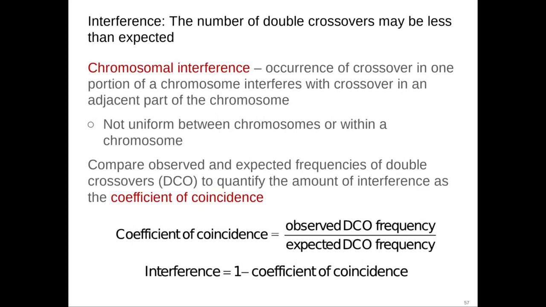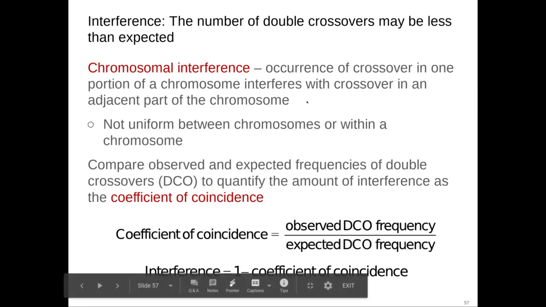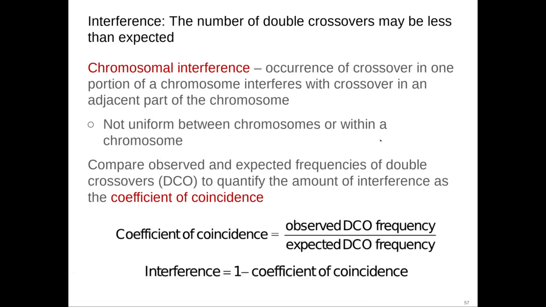Now, we have this phenomenon which we call chromosomal interference, which states that occurrence of a crossover in one portion of a chromosome interferes with a crossover in an adjacent part of a chromosome. And as a note, this is not uniform between chromosomes or within a single chromosome. It's kind of random.